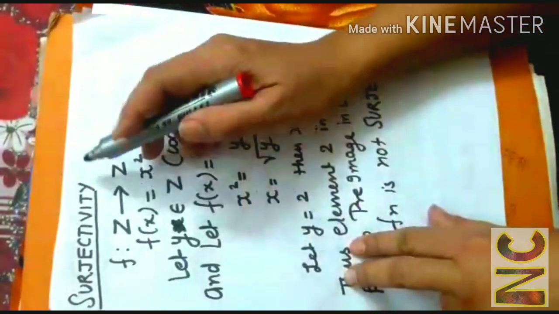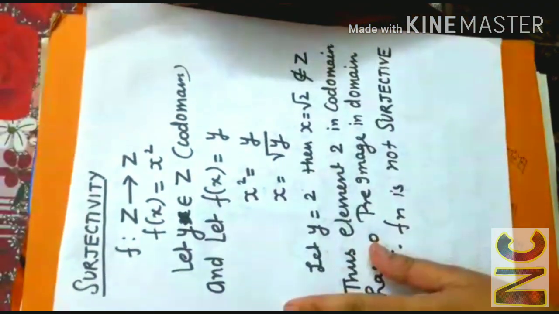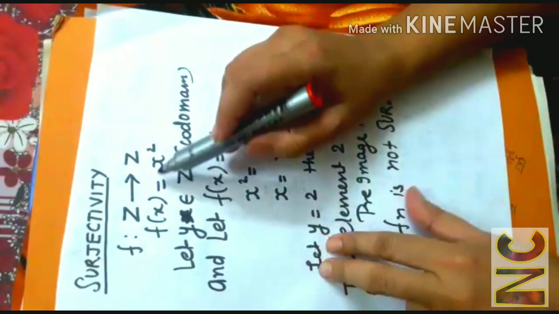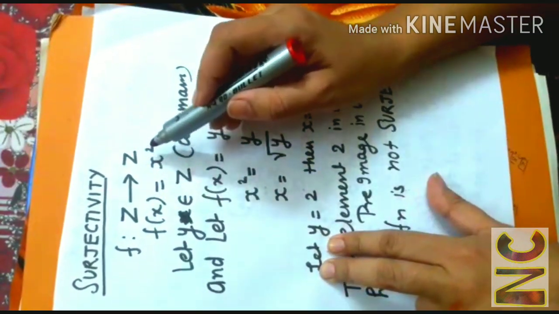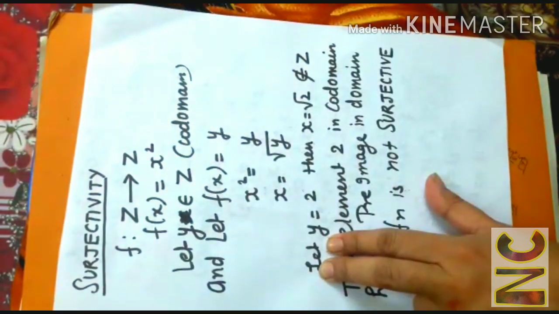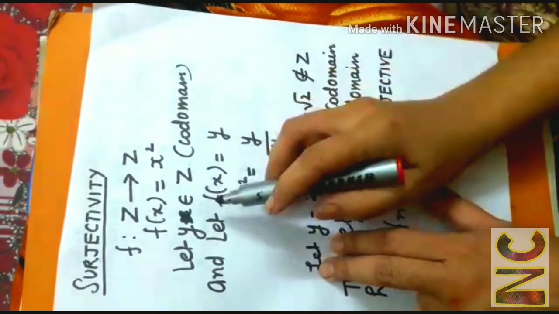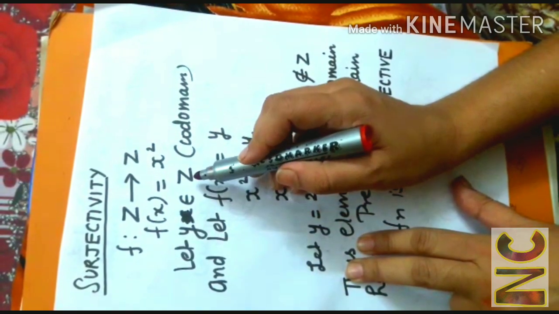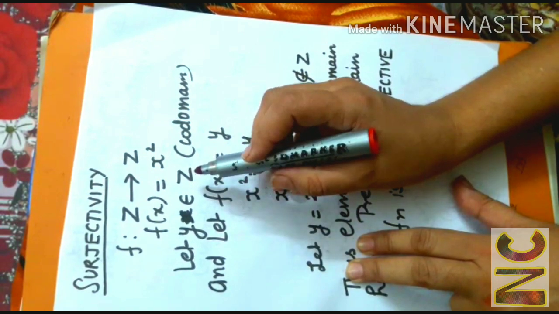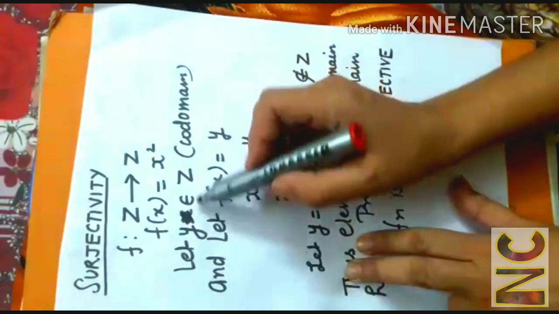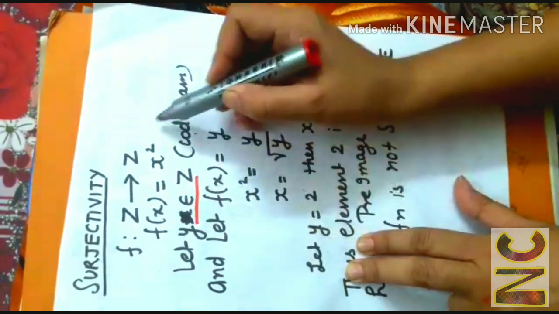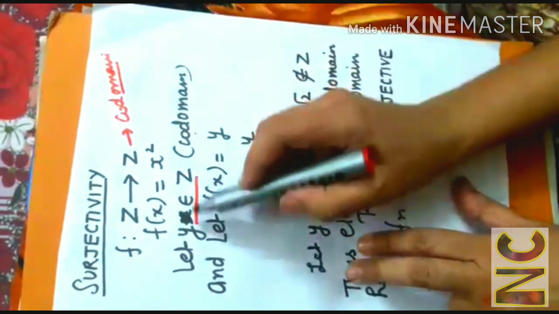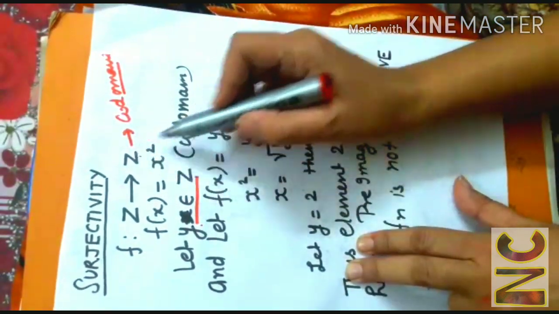Now let us check the surjectivity of this function. Yes, the function is from Z to Z, f(x) is equal to x squared. We have seen that this function is not one-to-one. Now we have to check whether this function is onto or not. A function is onto when every element in the codomain has a pre-image in the domain. So I take any element in the codomain, that is in this set. So y is an integer and it belongs to the codomain.